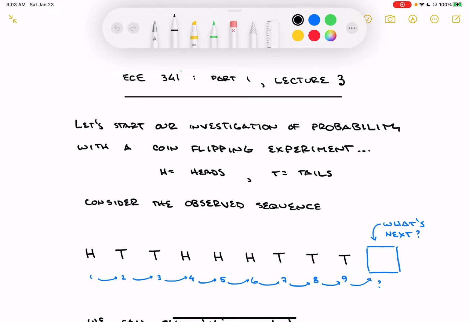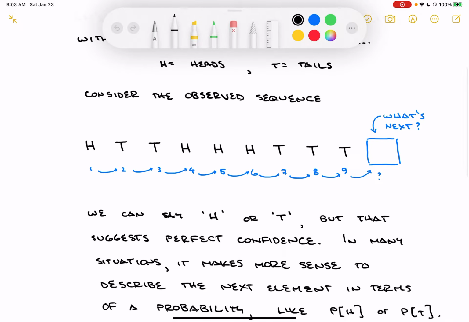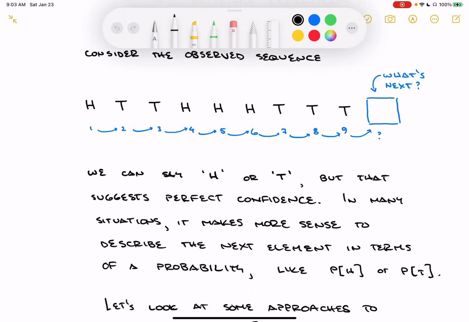I think trying to figure out how to answer this involves lots of possible different approaches, and we're going to look at quite a few of them. So we certainly could say that the next box was either definitively an H or a T, but that really does suggest some perfect confidence in the answer. And there's something about this experiment, this idea of a coin toss, that suggests some uncertainty, that we wouldn't really know what the future holds for us. In that kind of situation, and others like it, it might make a lot more sense to describe the next element in terms of a probability, something like a probability of a head occurring or a probability of a tail occurring in that tenth element of the sequence above.